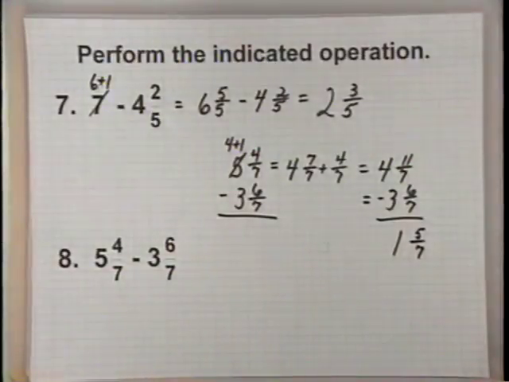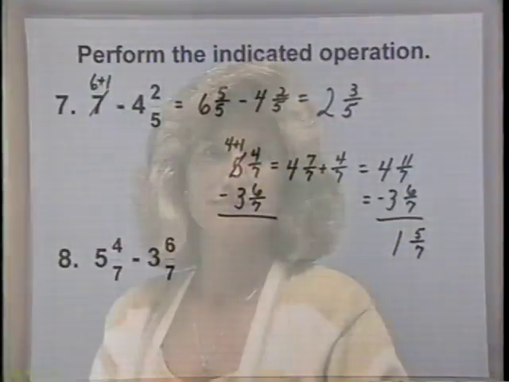Now notice in problems 7 and 8. In problem 7, I only had one fraction. In problem 8, I had 2 fractions, but they had the same denominator. We will not always have the same denominator, will we? So if we don't have the same denominator, it will be necessary for us to rewrite our fractions as equivalent fractions.